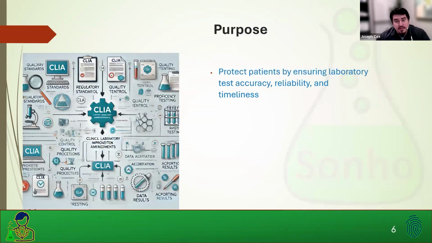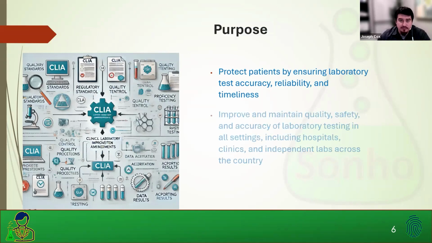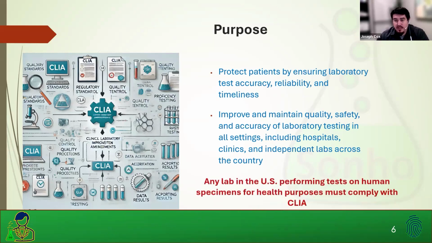The purpose of CLIA is to protect patients by ensuring that laboratory tests are accurate, reliable, and performed in a timely manner. And the overall goal is to improve and maintain quality, safety, and accuracy of laboratory testing in all settings, including hospitals, clinics, and independent labs across the country. CLIA sets a baseline for laboratory quality, focusing on test accuracy, regardless of size or affiliation. And any lab in the U.S. that is performing tests on human specimens for health purposes must comply with CLIA.